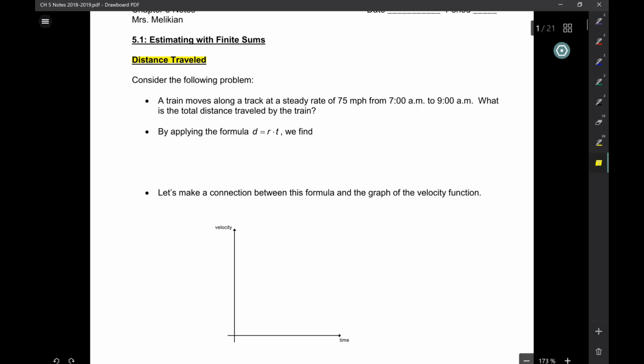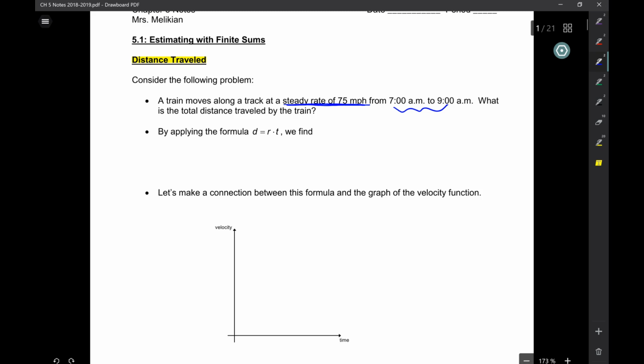A train moves along a track at a steady rate of 75 miles an hour from 7 a.m. to 9 a.m. What is the total distance traveled by the train? At this point, this is something we could all do mentally, but let's really take a look at this. This train is moving at a steady rate of 75 miles an hour, all happening from 7 a.m. to 9 a.m., and we want to find the distance.